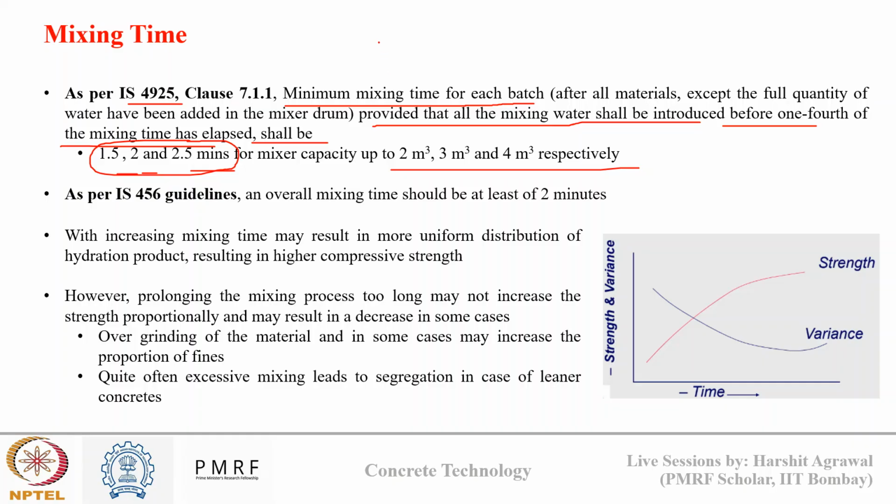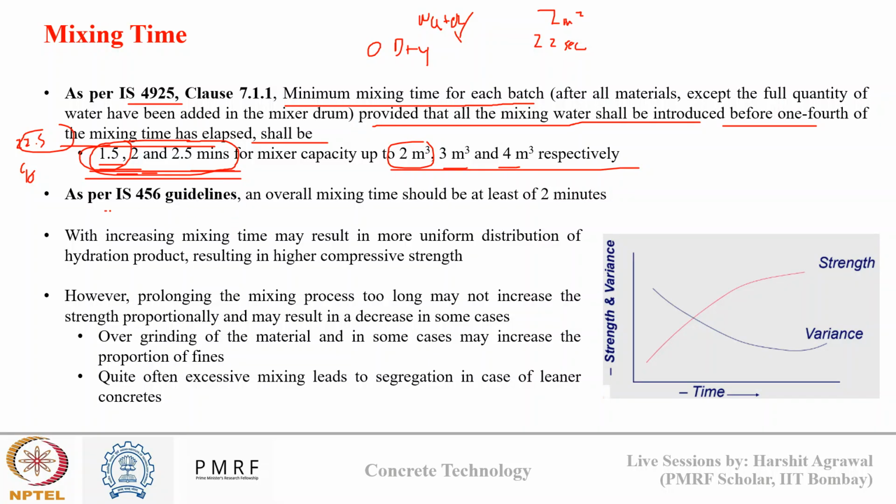What they say is, at 0 minute you are doing dry mix. If your mixer capacity is 2 meter cube, then your total mixing time should be 1.5 minutes. Before one fourth of this time, so it is 90 seconds, one fourth will be 22.5 seconds. So before 22 seconds of dry mix, we need to introduce all the water for the concrete, and then up till 90 seconds we need to do the mixing. That is what the IS code says. Based on the mixer capacity, there is a different mixing time which is defined.